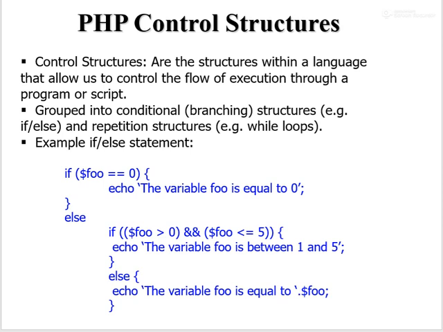For PHP control structures we have conditional structure and repetition structure. In conditional structure we use if, and we can use if else, and repetition structures are like for loop, foreach loop, or while loop. So here we have an example of how if else conditional branching can be done in PHP. It is the same as C++.